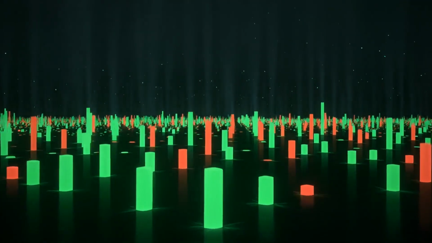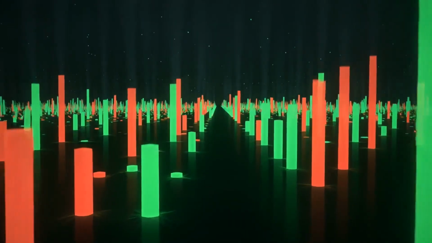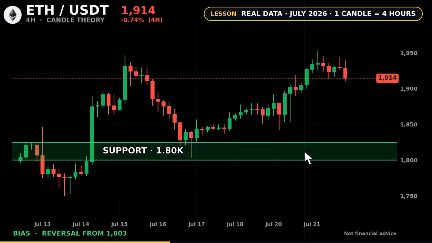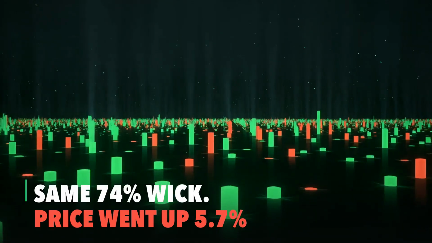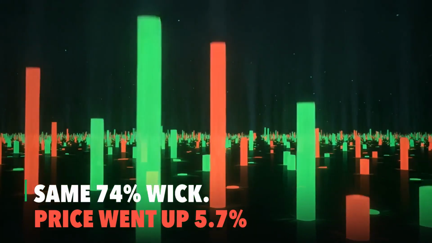And here is why that matters right now, because the next two shooting stars I am going to show you both failed completely. Same chart, same coin. On the 1st of July, Ethereum printed a shooting star on the 4-hour chart. The upper wick was 74% of the candle, exactly the same proportion as the hammer we just looked at. Bearish signal. So what happened next? Price went up. Within a day, it was 5.5% higher.